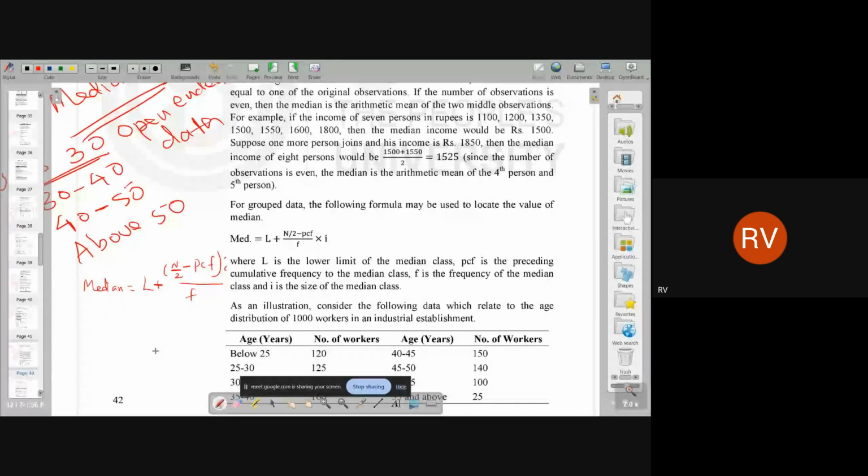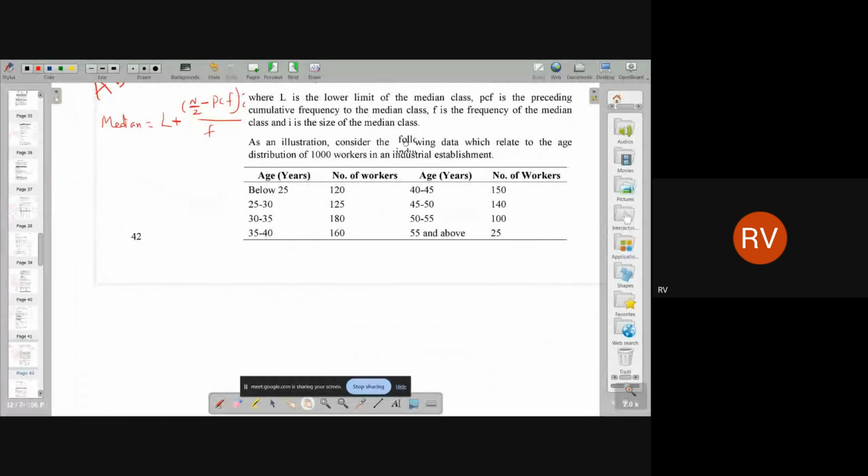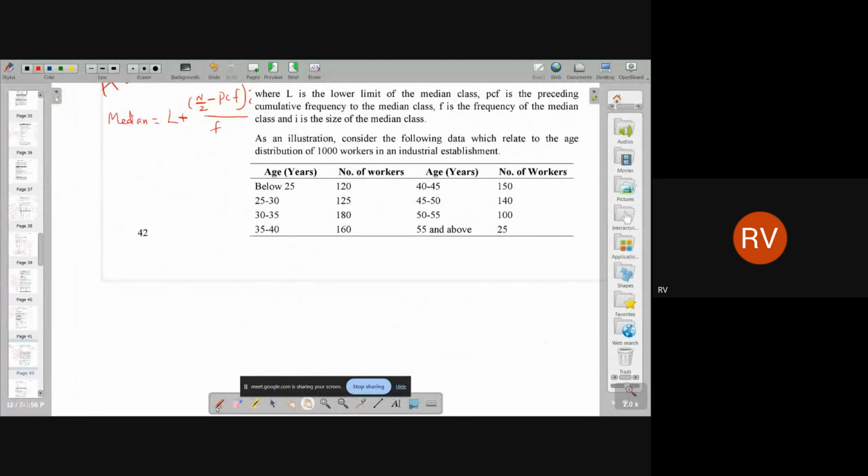Median. Then calculation of median. Here, because age is given. Age is below 25, 25 to 30, 30 to 35, 35 to 40. Number of workers: 40 to 45, 45 to 50, 50 to 55, 55 and above. The number of workers is given.